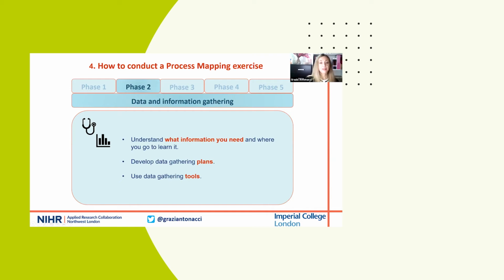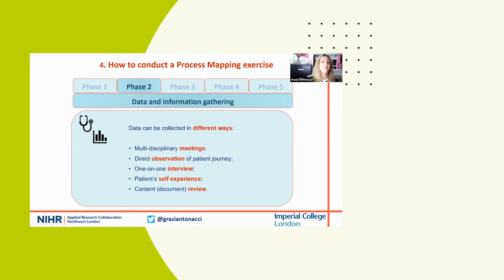And in order to collect the right information, it's important to understand what type of information you need and where you are going to find it. Then it's important to develop the data gathering plans and use data gathering tools which are appropriate to the type of data we are collecting. In fact, different types of data can be collected using different techniques. For example, we highly recommend using multidisciplinary meetings, but other methods might include direct observations of the patient journey, one-on-one interviews, reported patient experience, document analysis, and a combination and triangulation of these approaches is also common.